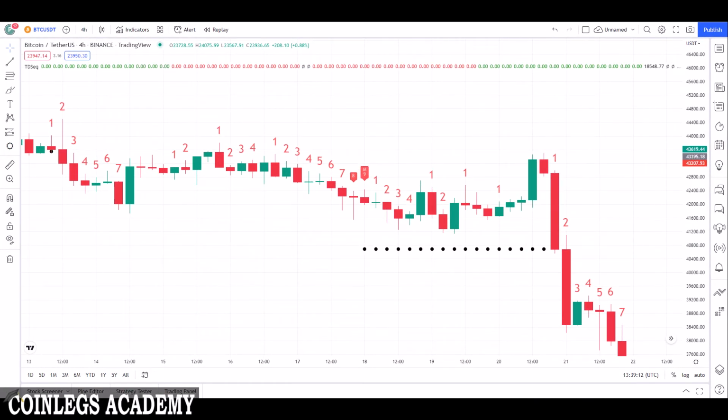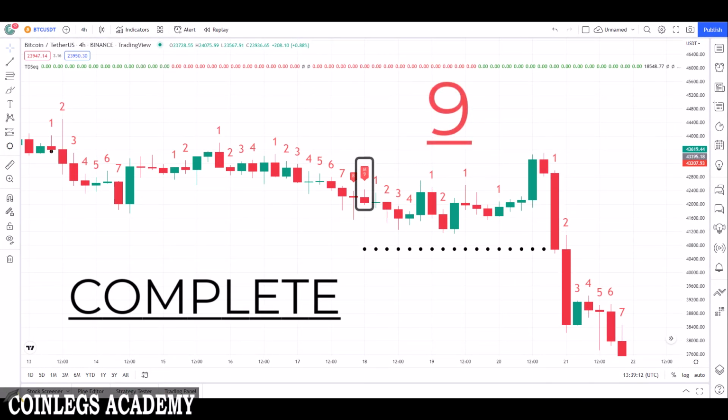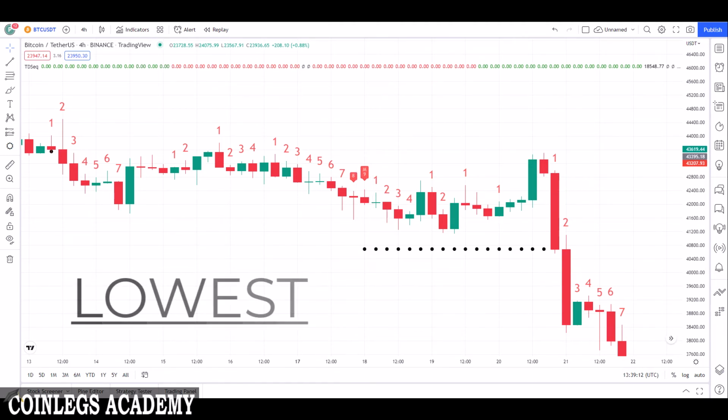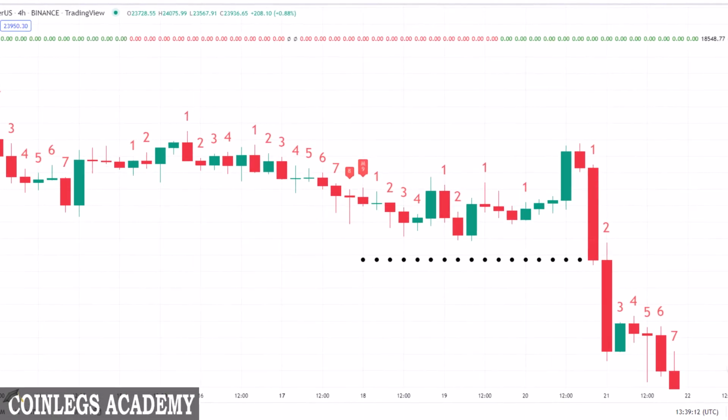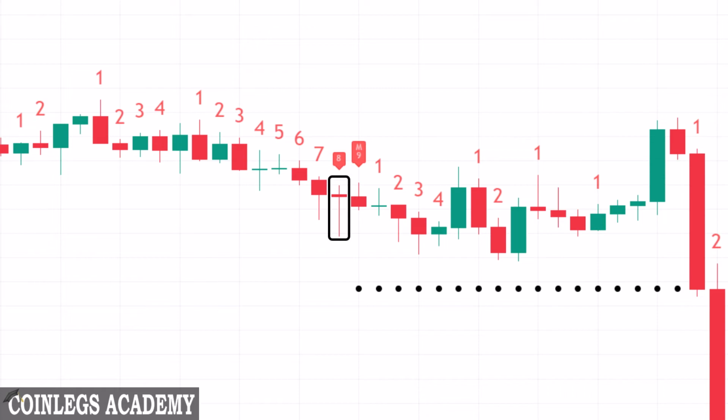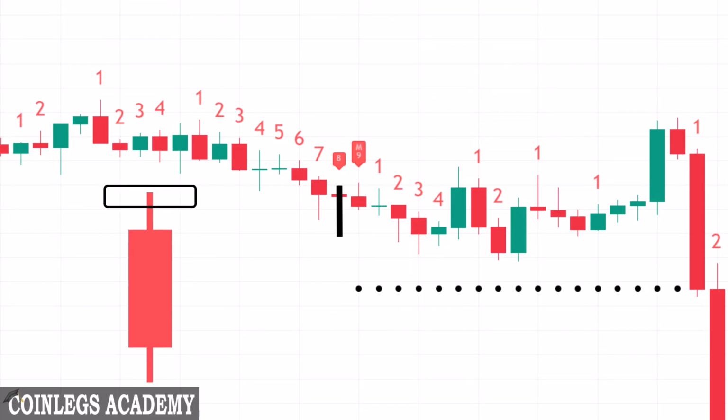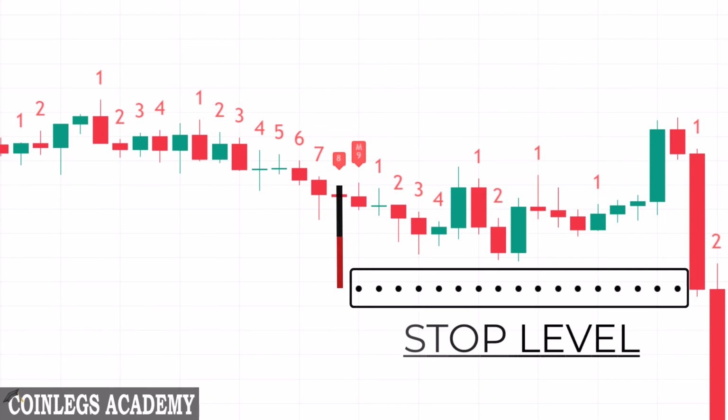When the buy setup is complete and 9 is obtained, we are looking at the lowest bar in this setup. In this example, we have the lowest bar here. Then the size of this bar is taken, that is the distance from the highest point to the lowest point. And if we add this length to our bar, we get our stop level.